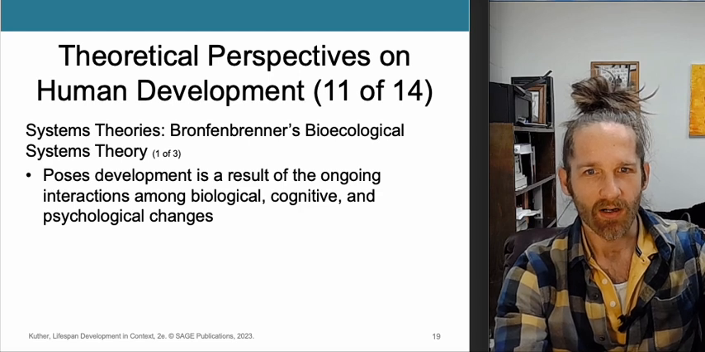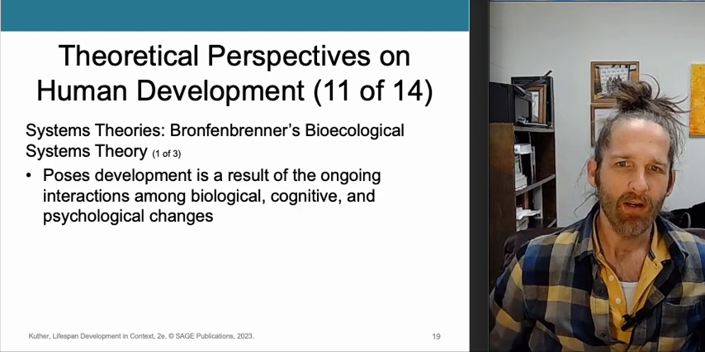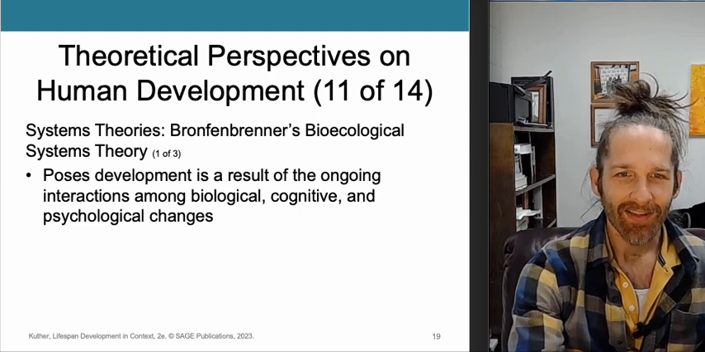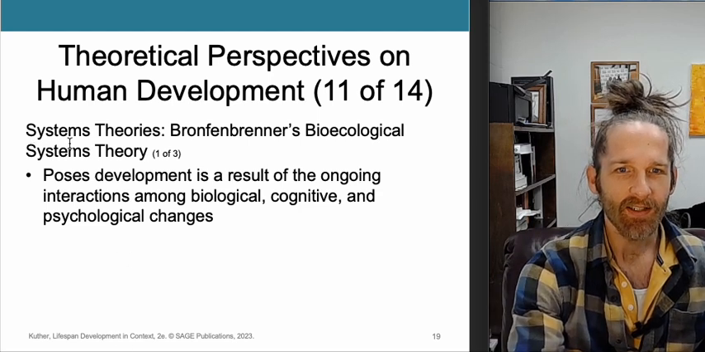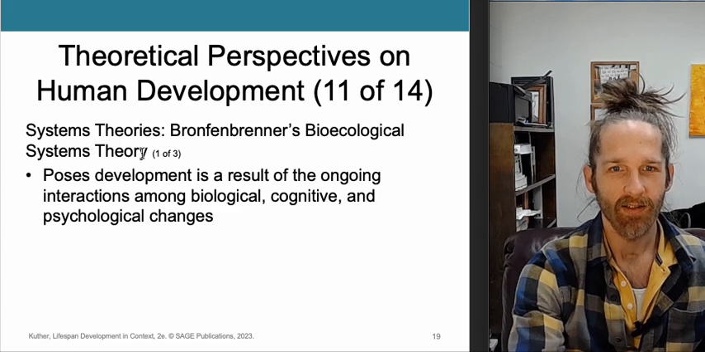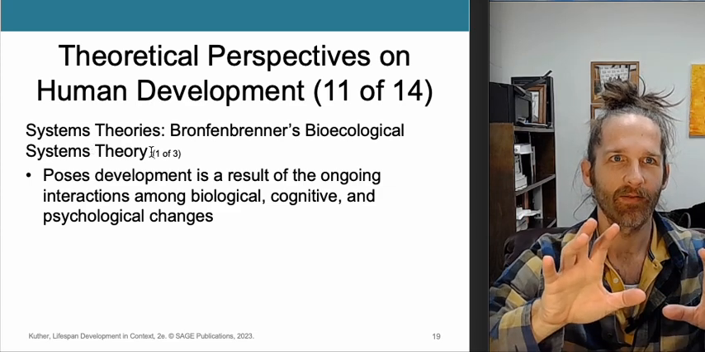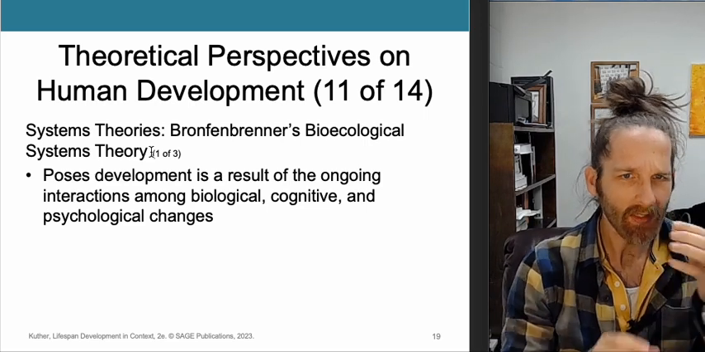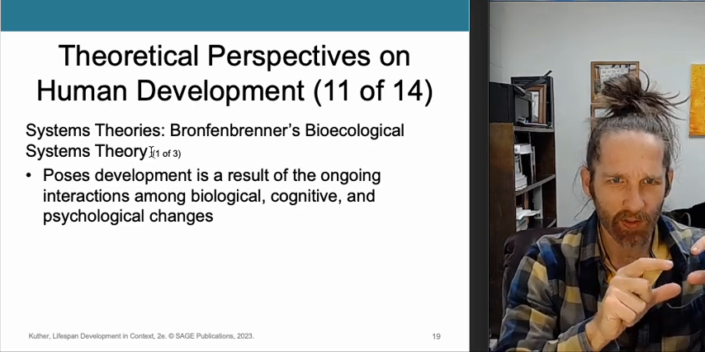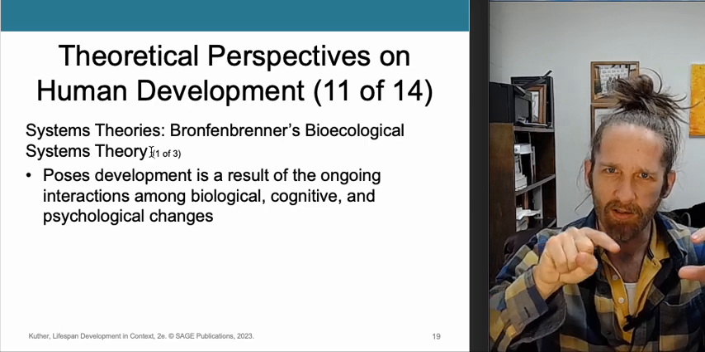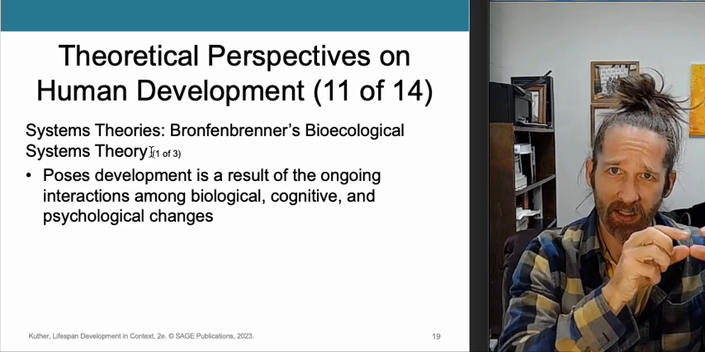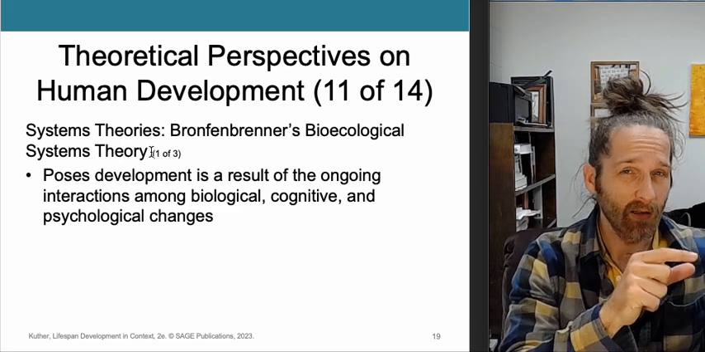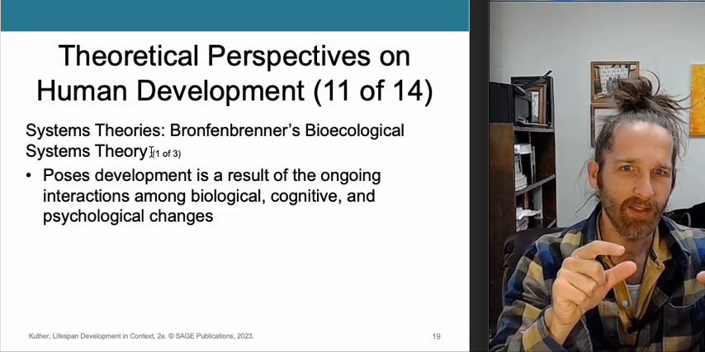Wow, look at how long this title is. Bronfenbrenner's Bioecological Systems Theory. Let's break this down into its parts. Systems theory, so a theory is an overarching scheme of categorizing information. The systems part means that there are multiple loops that are already included by themselves. So a system is just distinct on its own, and so there are multiple of these systems.